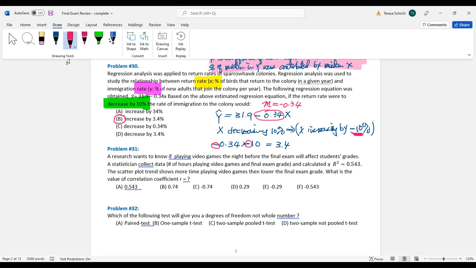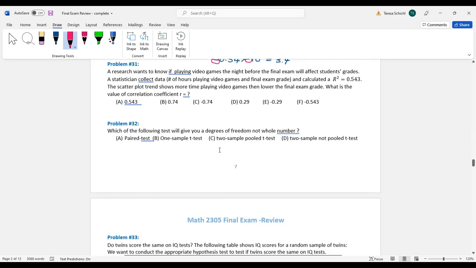Okay, now number 31. A researcher wants to know if playing video games the night before the final exam will affect a student's grade. So a statistician collects the data and gets the R square equal to 0.543. The scatter plot trend shows the more time playing video games, the lower the final grade. What is the correlation coefficient?